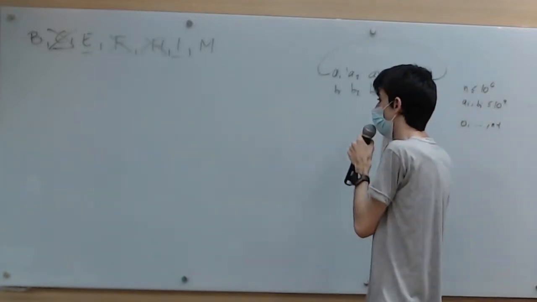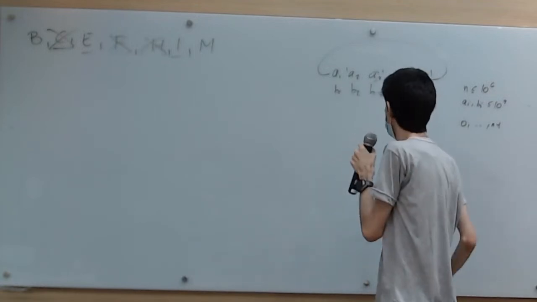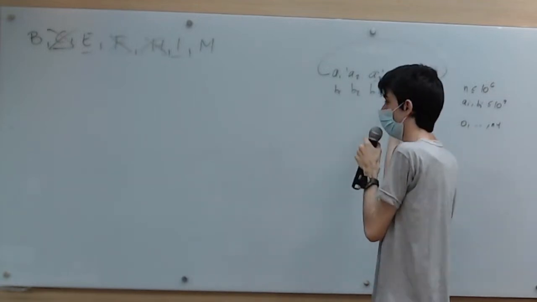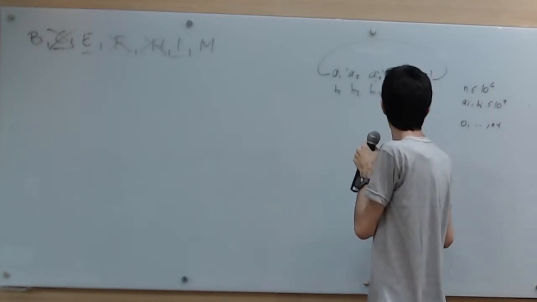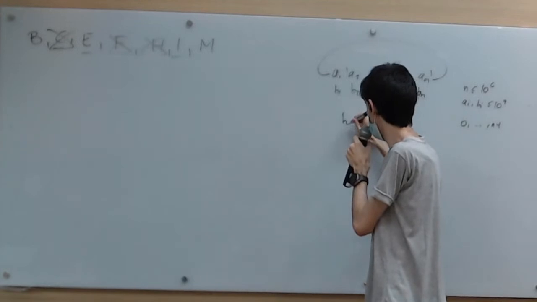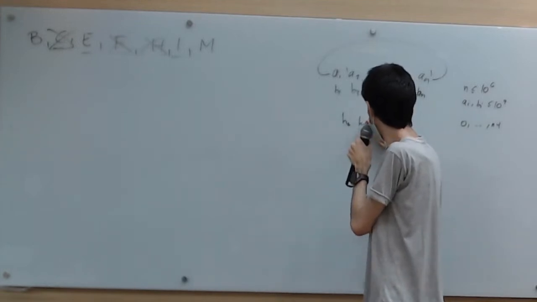And then we're going to generate n random numbers, or the number of distinct elements we have. We are going to generate a random number for each of them. Let's say we have an array H, and then H0, H1.